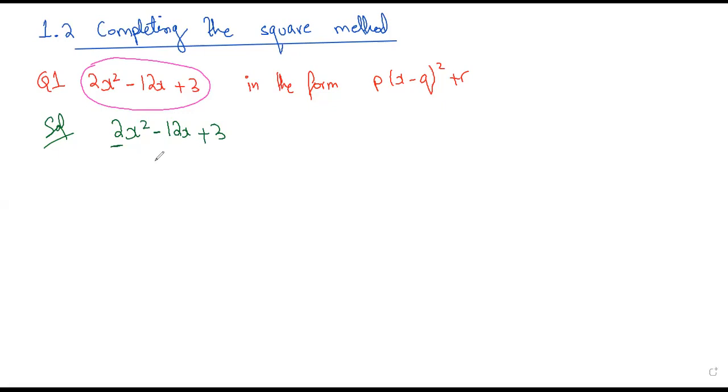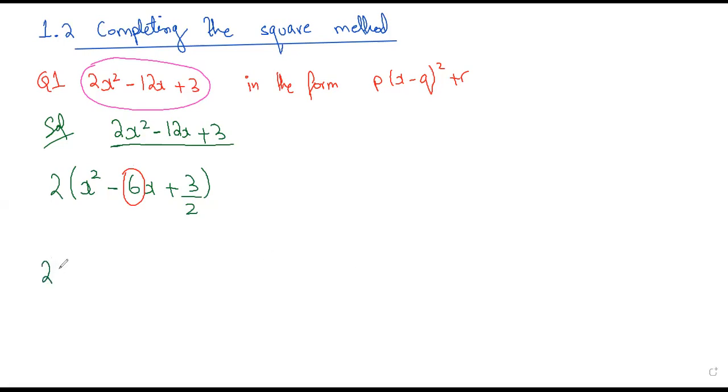First of all, I am going to take this 2 out from x squared because I need x squared separately. So I can write it as 2 and then x squared minus 6x plus 3 by 2. I've taken 2 common from all these 3 terms and this is how it would look. Now, I need to look at this number, the coefficient of x. The coefficient of x is 6 here.